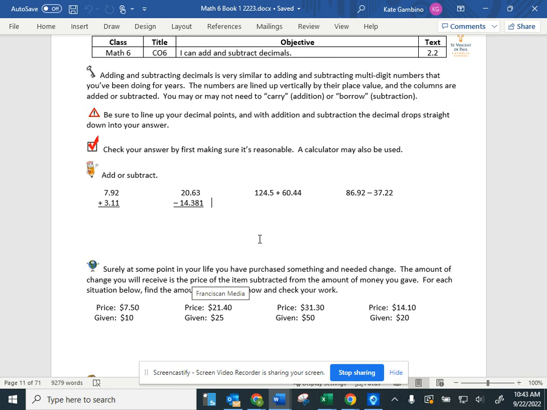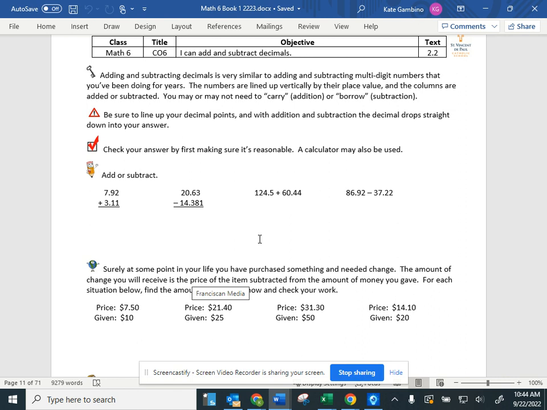145 plus 256. We know how to line up the ones place, the tens place, the hundreds place, and add our multi-digit numbers. The numbers are lined up vertically by their place value and the columns are added or subtracted. You may or may not need to carry the addition or borrow for subtraction. So if you have 3 minus 5, so 53 minus 45, we have to borrow a tens place to move it over to the ones place so we have enough to borrow from so we don't go into negative numbers. So we might need to carry or borrow.